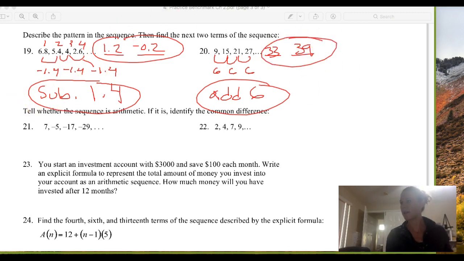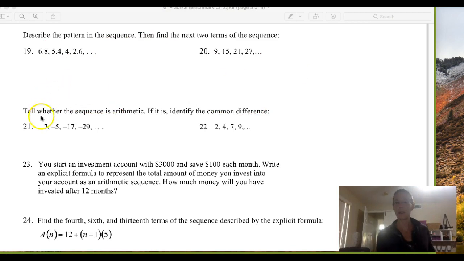Okay, there we have it. Let's go ahead and look at the next thing. Tell whether the sequence is arithmetic. If it is, identify the common difference. So we just did that with those. Those two would be arithmetic. They do have a common difference. Let's see if these are arithmetic. We can tell if they have a common difference. If they have a common ratio, they would be a geometric sequence.